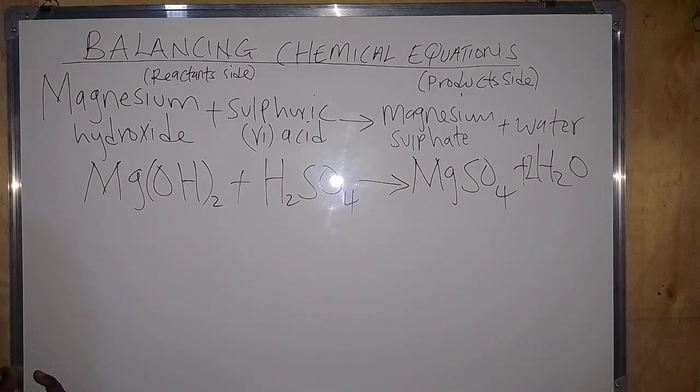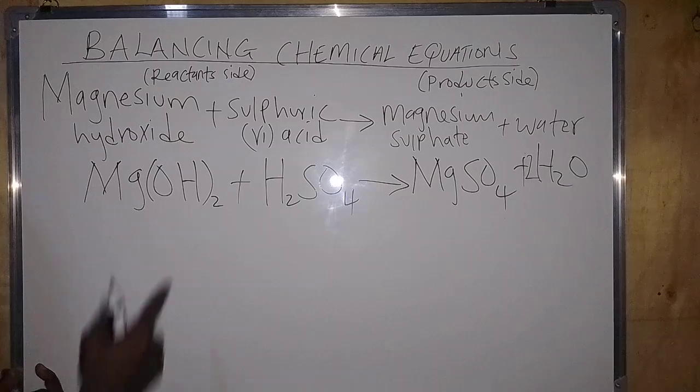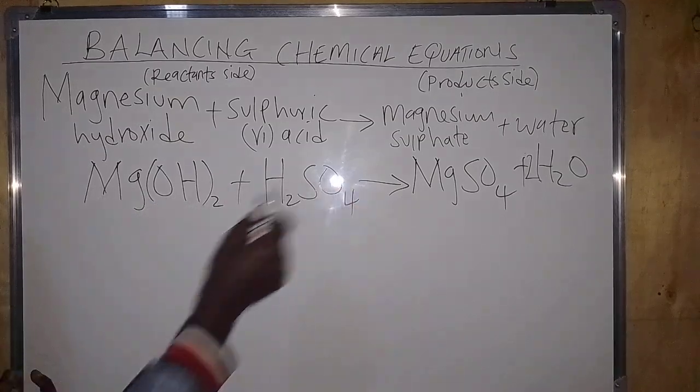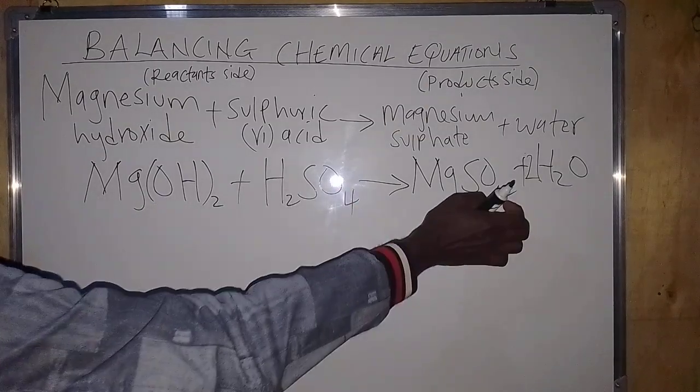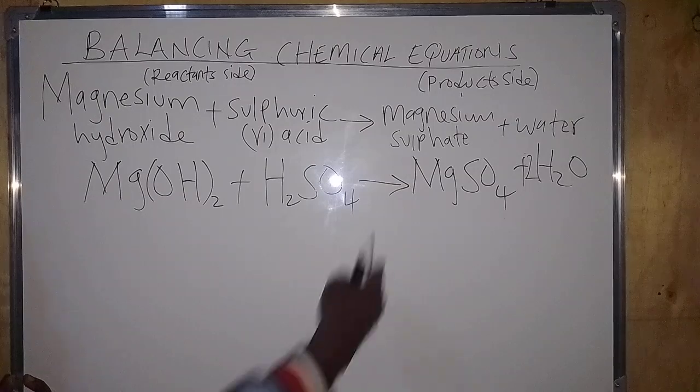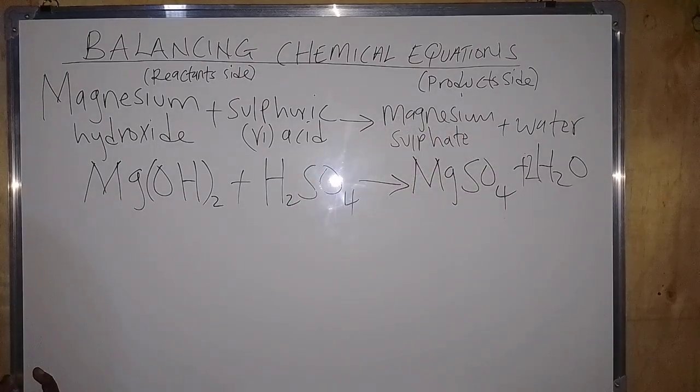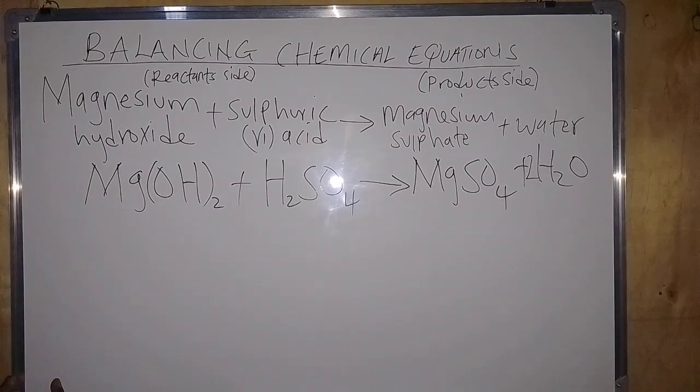Also, let us now check oxygen atoms. We have 2 plus 4, which is 6. On the product side we have 4, plus 2 times 1, which is also 6, which tells us that even the oxygen atoms on the reactant side and the product side are balanced.